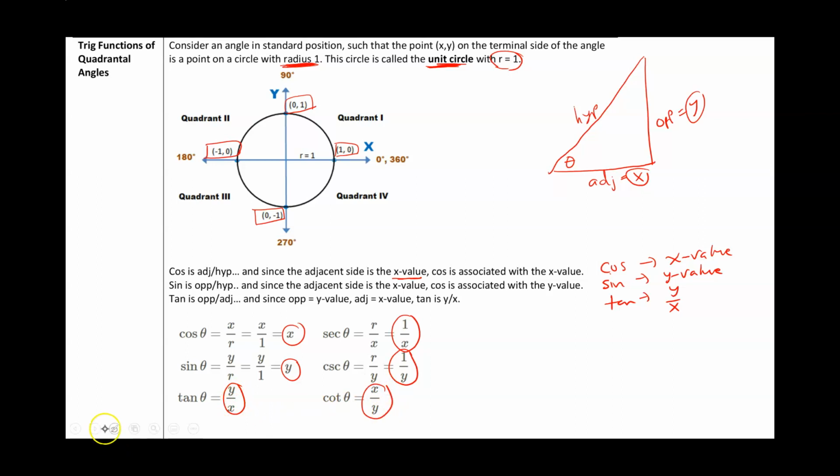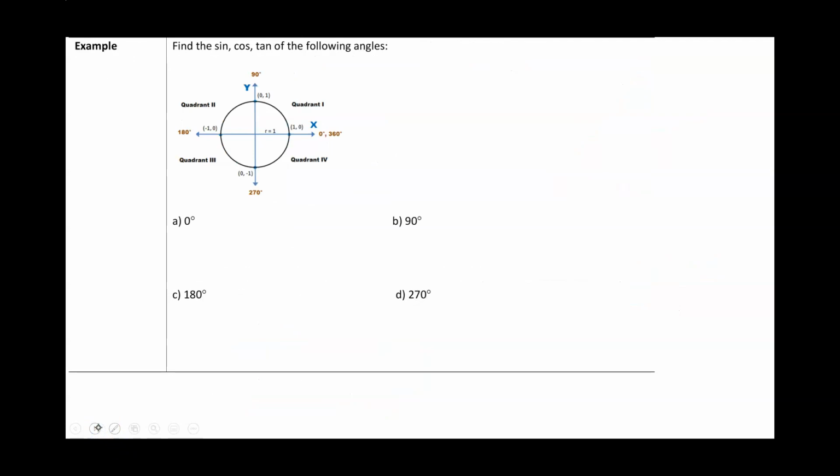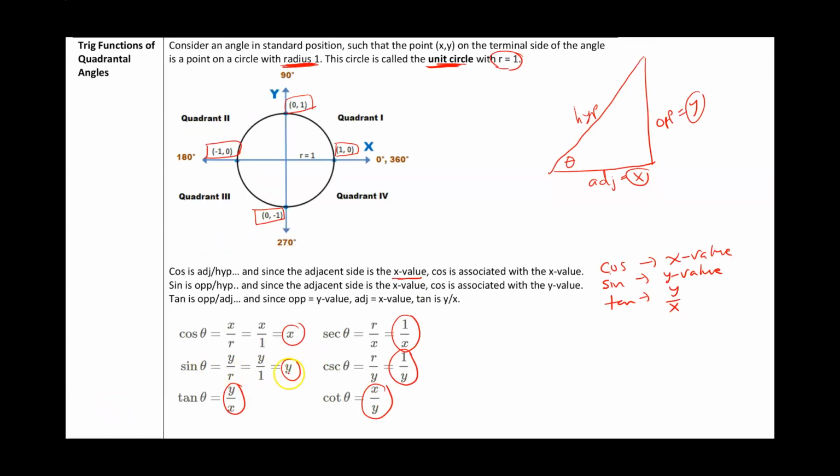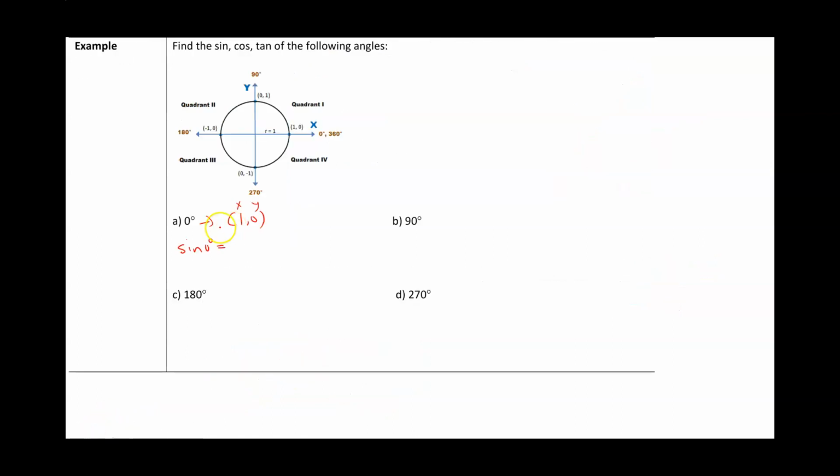So now let's use these to find the sine, cosine, tangent of the following. So for 0 degrees, first thing I'm going to do is write the corresponding point, which is a point 1, 0. 1, 0 has an x value of 1, and a y value of 0. So if I want the sine of 0 degrees, remember sine is associated with the y value. The y value of 0 degrees is 0, so sine of 0 will be 0.